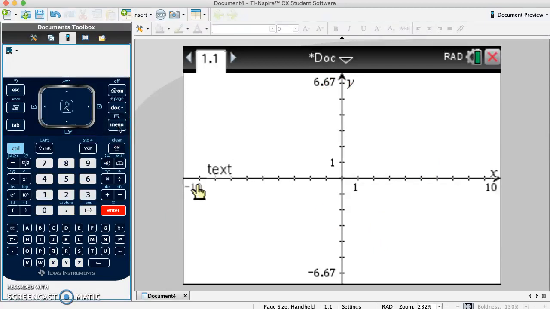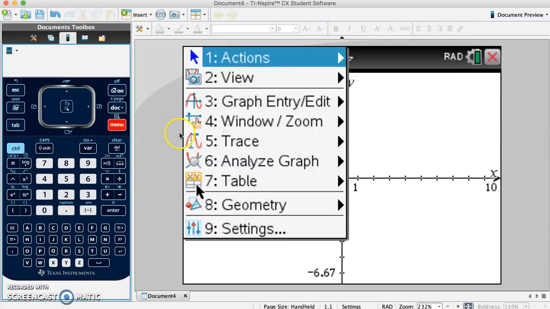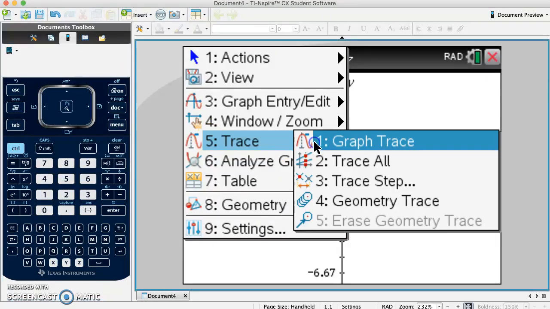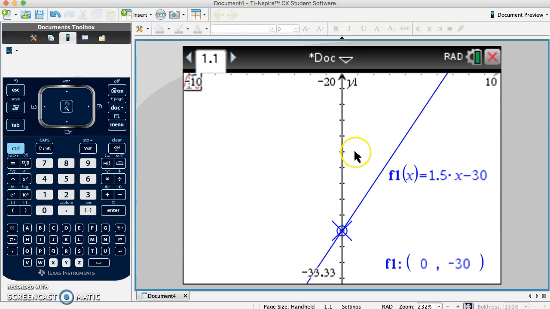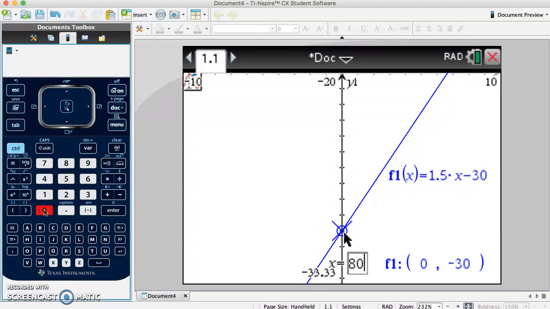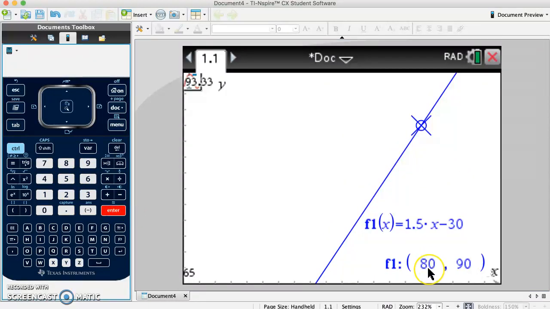It's just not in the viewing window. And we can do one of two things. We can trace the graph. So menu, trace, and then graph trace. And so it shows my y-intercept, something that we already found. And we want to get 80 bags. So I can type in 80. So x equals 80 and enter. And so the point is 80 and 90. So when there's 80 bags sold, it's a $90 profit.